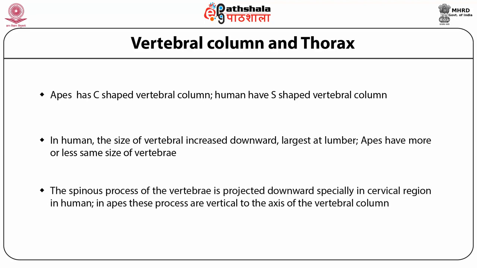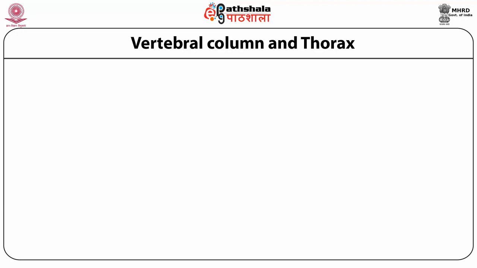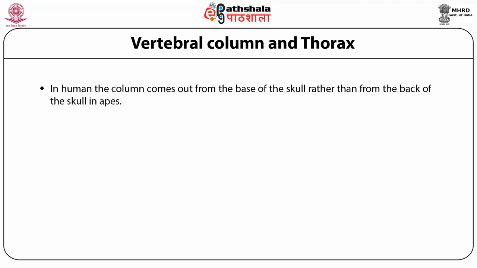The spinous process of the vertebrae is projected downward, especially in the cervical region in humans, but in apes, these processes are vertical to the axis of the vertebral column. The orientation of the vertebral column in humans is also different from apes. In humans, as the position of the foramen magnum is changed, the column comes out from the base of the skull rather than from the back of the skull as in apes.